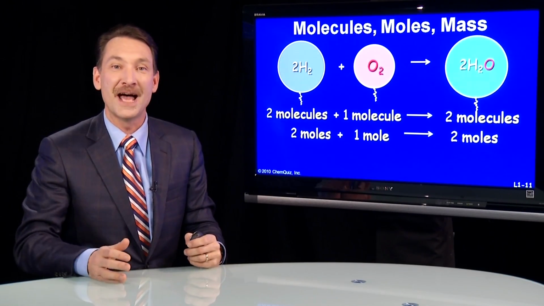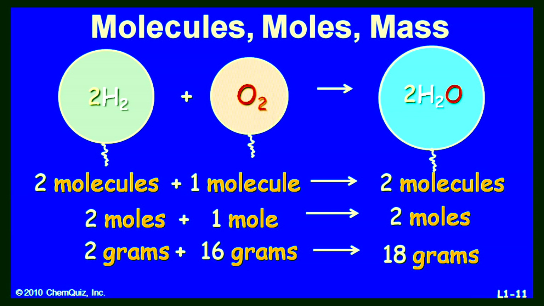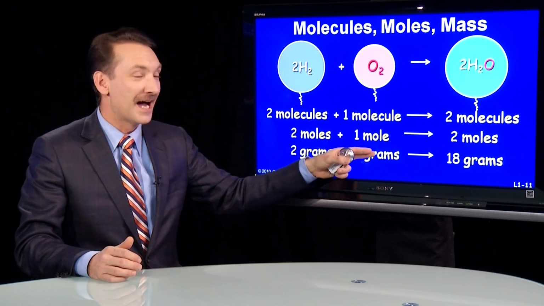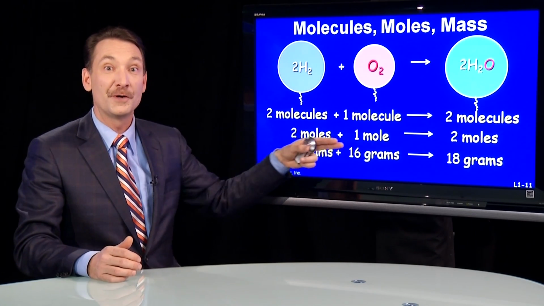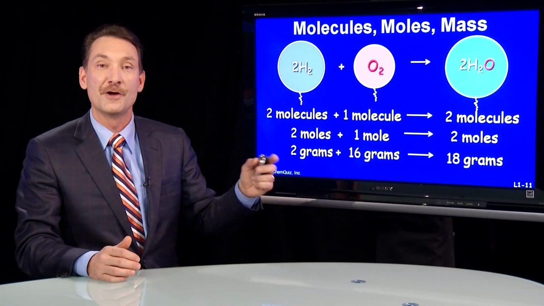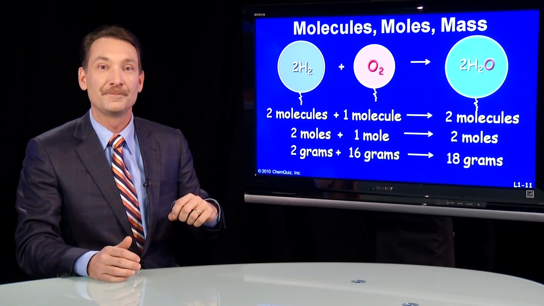We can use relative masses and talk about the mass relationship for this chemical reaction. 2 grams of hydrogen, 16 grams of oxygen would give me 18 grams of water. The hydrogen and the oxygen have the appropriate ratio to give me the correct number of particles, and I know that because of their relative masses.